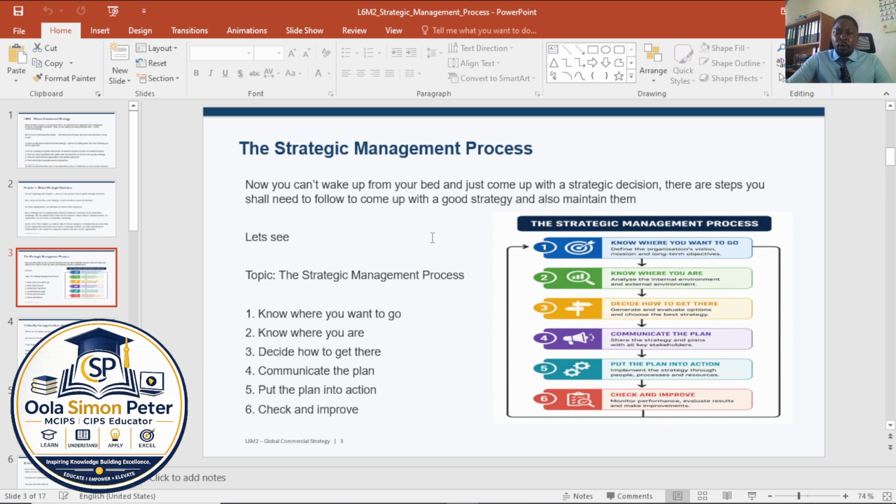Then the next one, where are you now? So you want to go to point B, but where are you now? And what do you have in order to help you to go to point B? That is the second step. The third step, decide on how to get there.